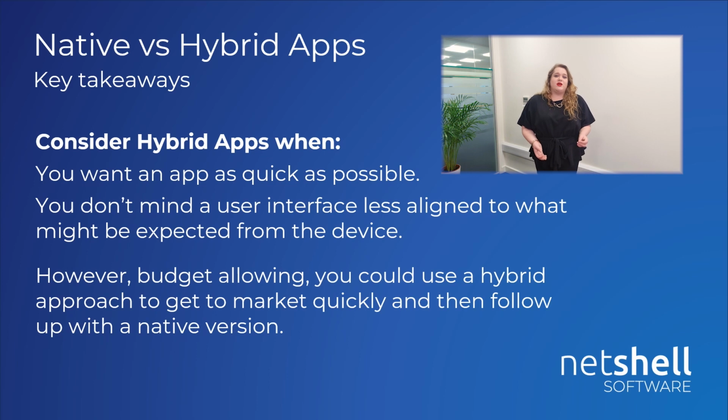If it's important to get your app to market as soon as possible, but you want your users to have the best possible experience, it may be worth taking the MVP, or minimum viable product approach. That would mean that you could get the first version of your app out as a hybrid app, with the goal of upgrading the app at a later phase to go down the native route.